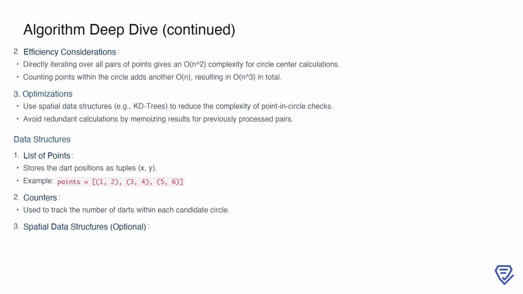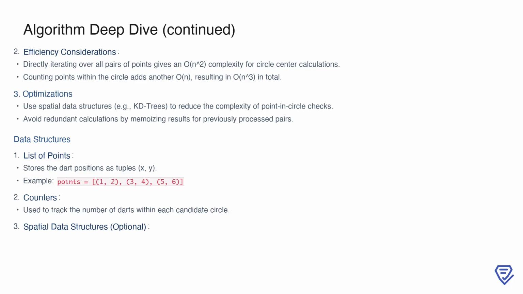Efficiency is an important consideration since the brute force approach involves iterating over all pairs of points, resulting in n squared complexity for calculating circle centers. Counting points within each circle adds another n, leading to an overall time complexity of n cubed.